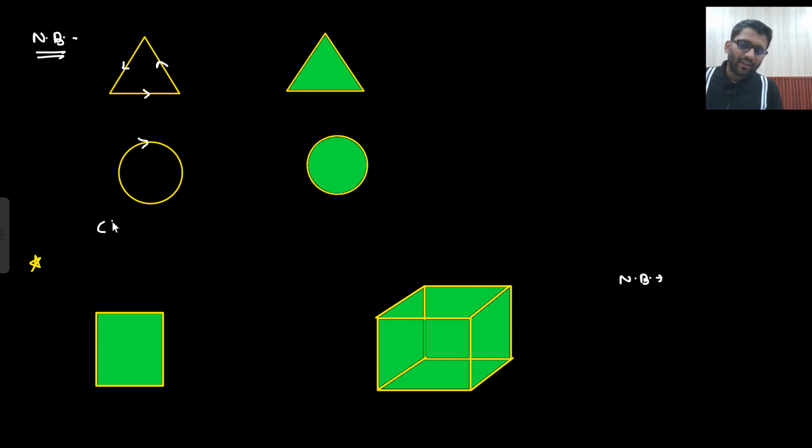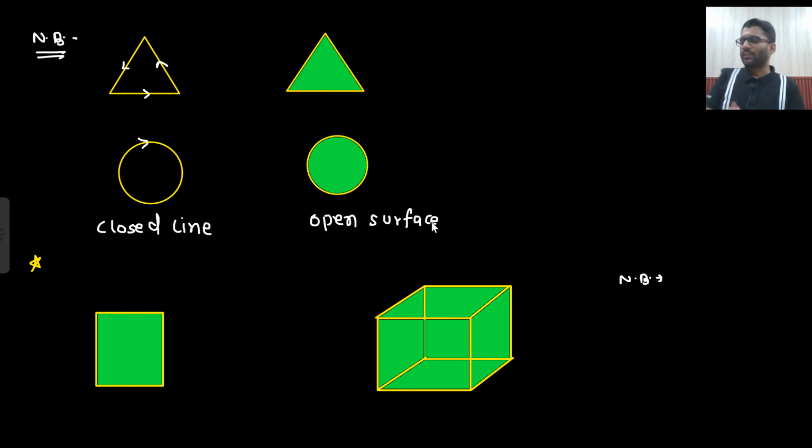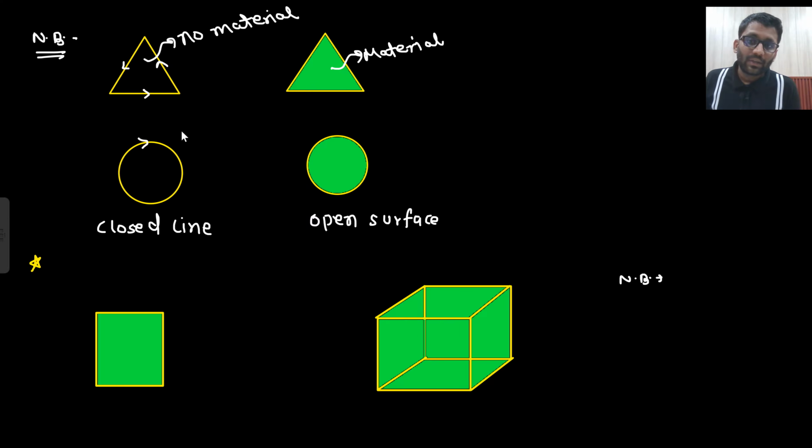So this was your closed line and this is known as open surface. This paper, this is an open surface. This complete paper, this is an open surface, right? Because in between there is a material. So this is the material. In between there is a material. Here no material. But it will enclose some surface area, right? So this is your open surface.